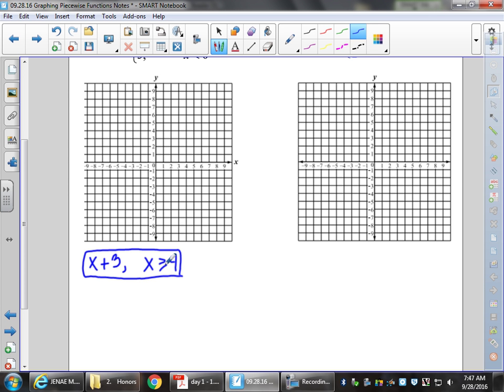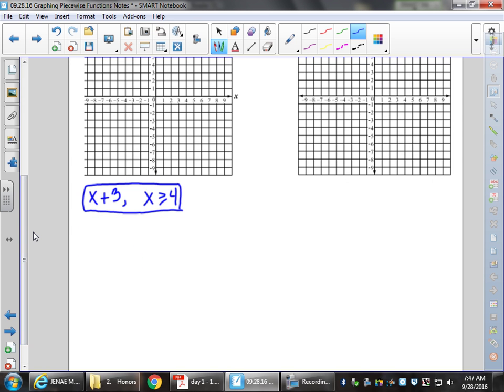Step 1 is complete. We wrote the piece. What does step 2 say? Identify the x values given to you by the domain. Very good. Identify the x values given to you by the domain.